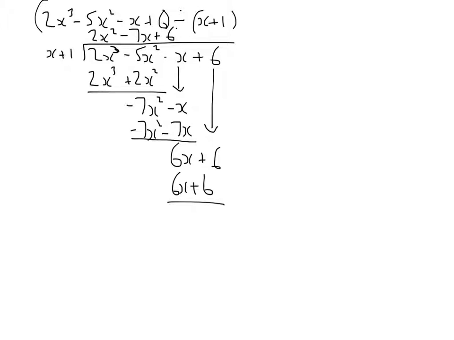6x take away 6x is nothing. But in this case as well, we have 6 take away 6 is also nothing. So I end up with a remainder of 0. So this actually tells me that x plus 1 goes into this exactly. The number of times x plus 1 goes into this is this.